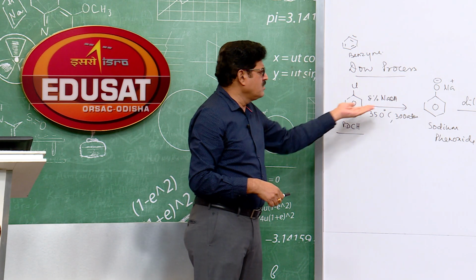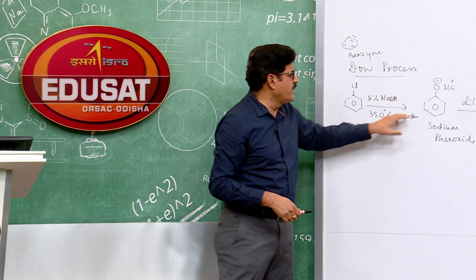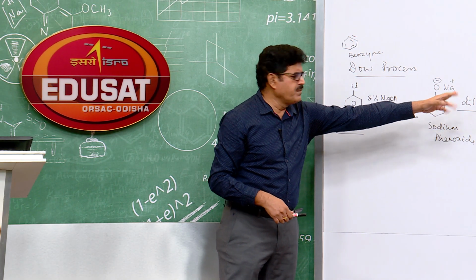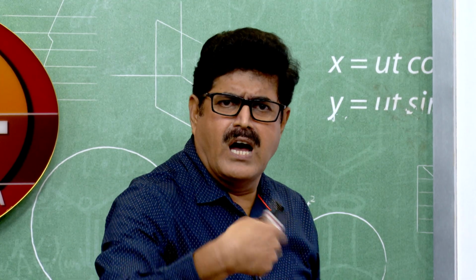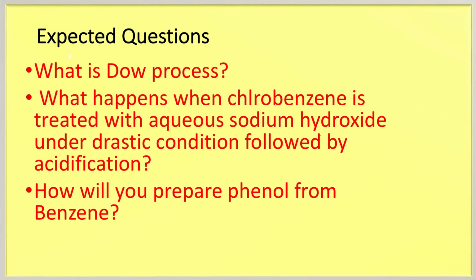Same reaction, the same reaction here. Okay, that is chlorobenzene, aqueous NaOH, drastic condition, sodium phenoxide, which upon acidification gives phenol. Now you see, again what type of question can be asked? The third question is: how will you prepare phenol from benzene?